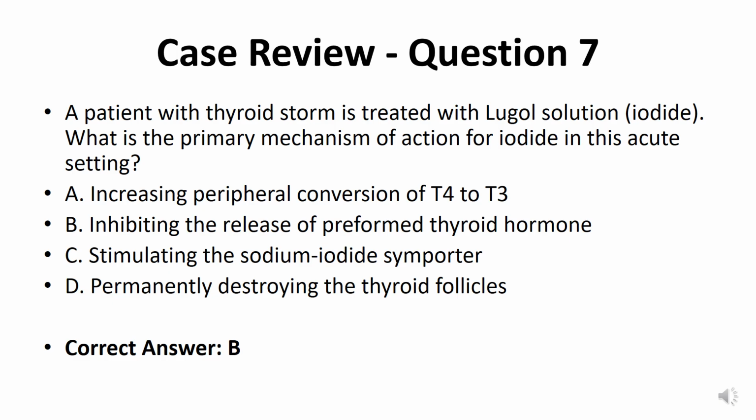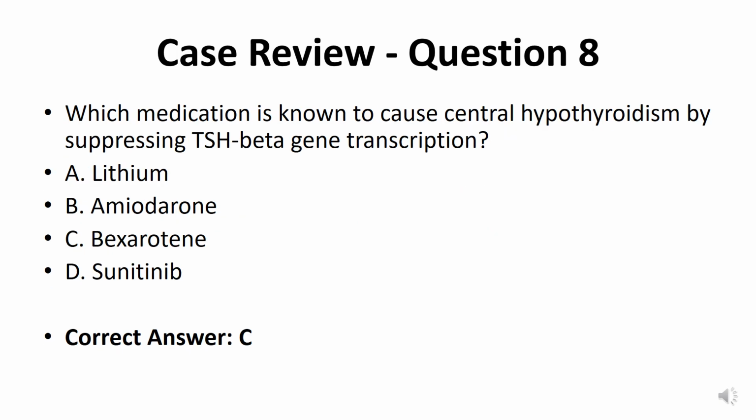This case highlights how endocrine emergencies often require multiple therapies targeting different steps of hormone physiology simultaneously. In thyroid storm, iodide therapy plays a critical role by rapidly inhibiting the release of preformed thyroid hormone, making answer B correct. This question focuses on a unique form of drug-induced thyroid dysfunction called central hypothyroidism.